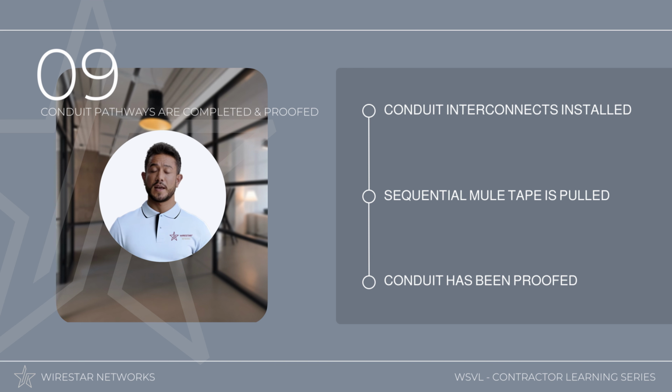It is critical that any conduit systems that were called for in the construction documents have been installed, lined with mule tape, and proofed within 14 days of our arrival to the job site. If WireStar mobilizes to a job site and is delayed due to missing or damaged conduit systems at the property, it's likely that a remobilization fee or change order will apply.